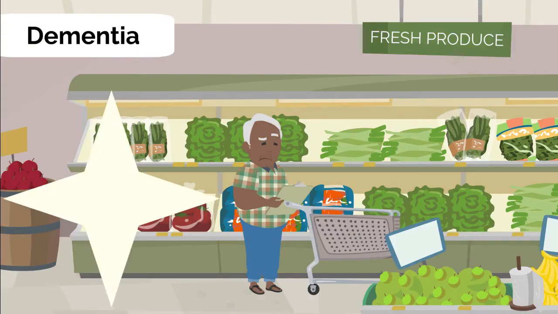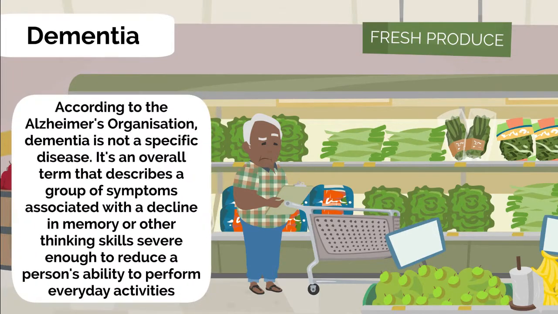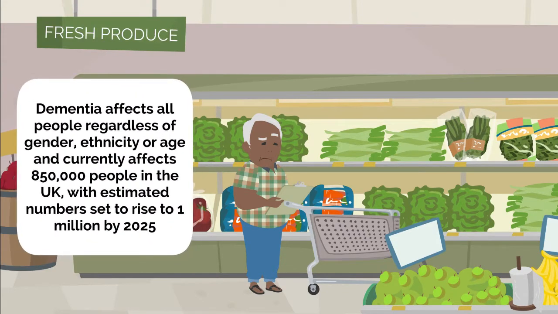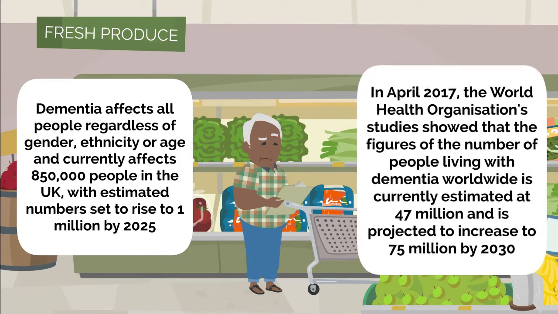Dementia. According to the Alzheimer's Organisation, dementia is not a specific disease. It's an overall term that describes a group of symptoms associated with a decline in memory or other thinking skills severe enough to reduce a person's ability to perform everyday activities. Dementia affects all people regardless of gender, ethnicity or age, and currently affects 850,000 people in the UK, with estimated numbers set to rise to 1 million by 2025.